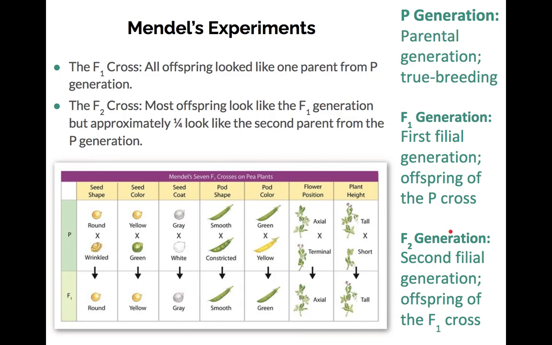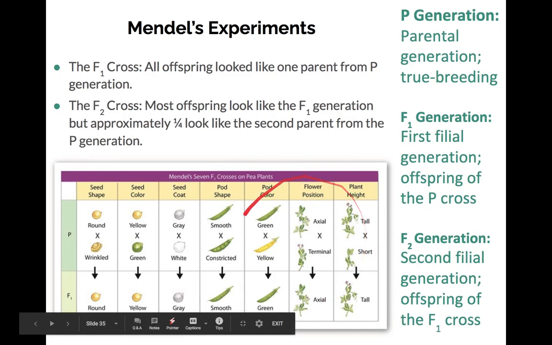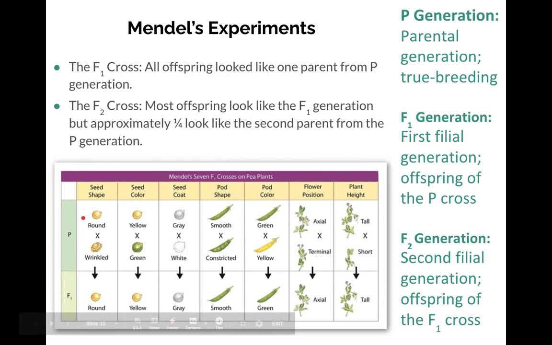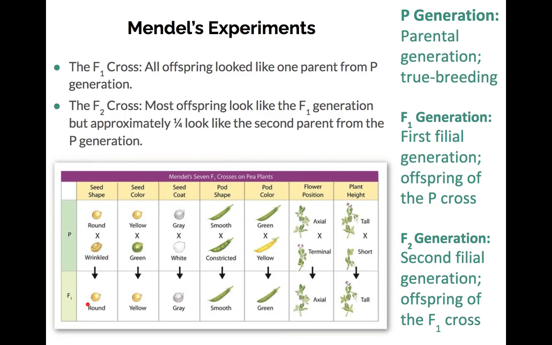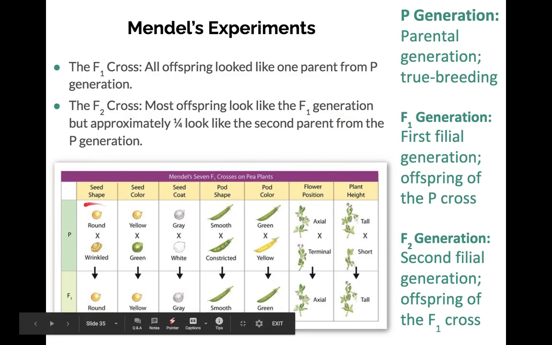Okay, so for Mendel's experiment, here's a nice image of that. Okay, he had his P generation and F1 here. So his F1 cross are the results of the P being crossed. All of the offspring ended up looking like one parent from the P generation. So we had round here, yellow, yellow, gray, gray, right? So this whole F1 generation all looked like this parent, okay?